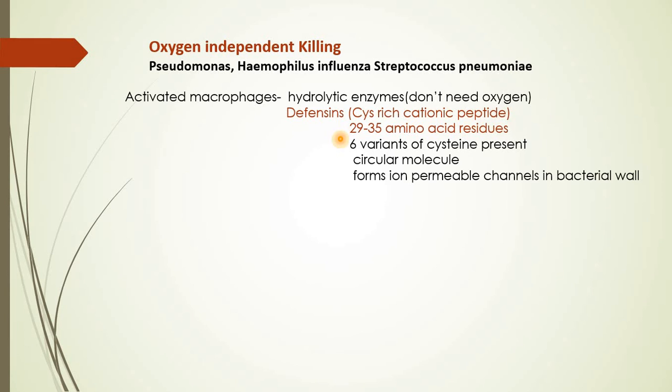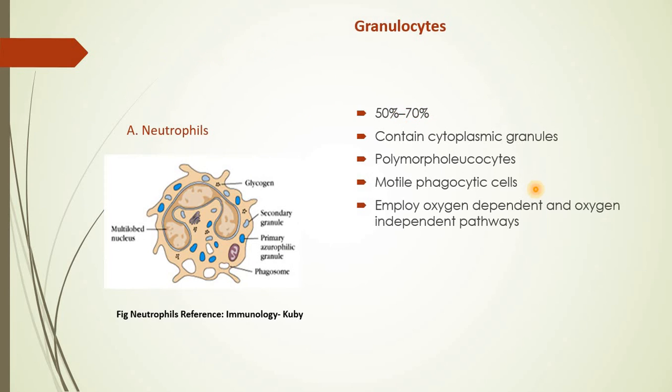There are a total of 6 variants of these cysteines present in the cells, which show a circular molecule, and this circular molecule has the ability to form an ion-permeable channel in the bacterial wall, as a result of which pores will be generated in the bacterial wall, resulting in the phenomenon called porosis, and that brings about the knocking down of the pathogens.